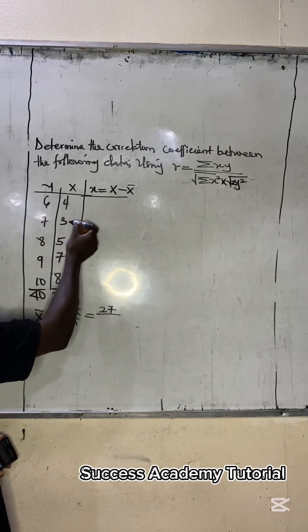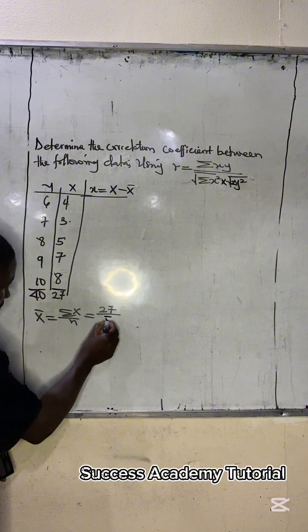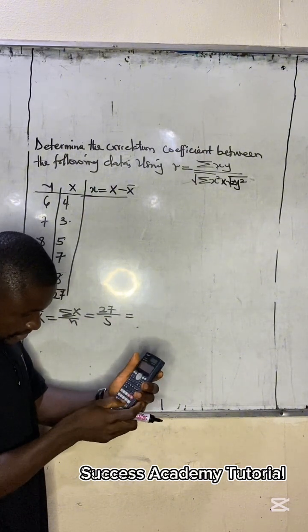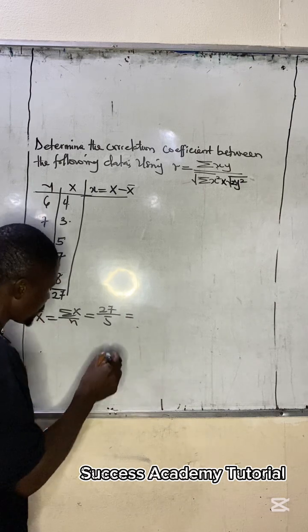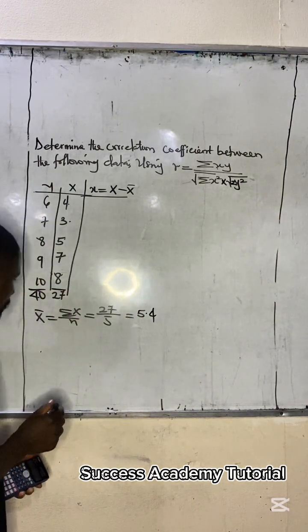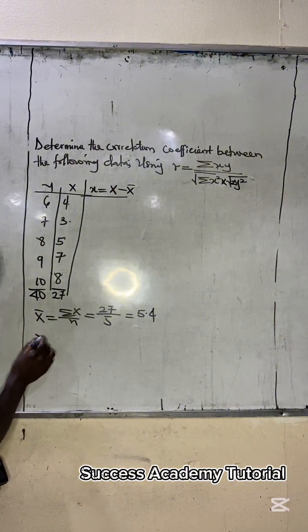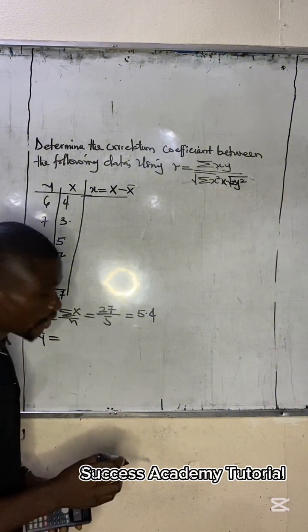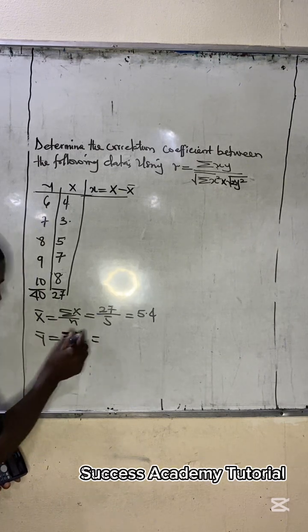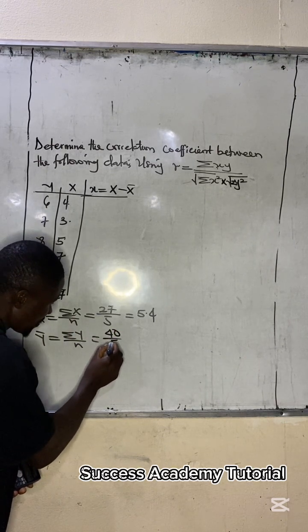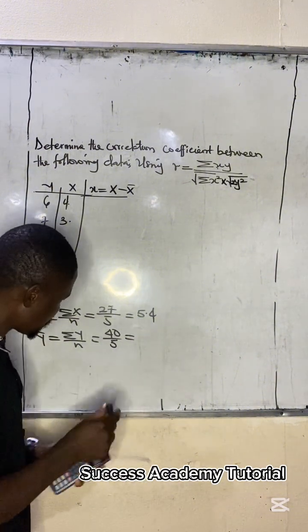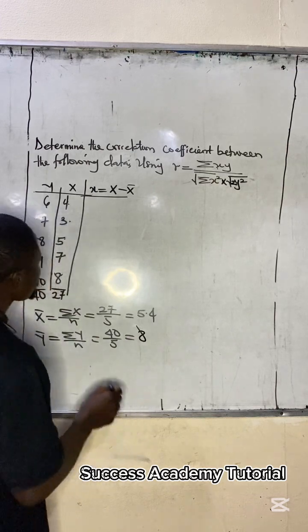How many do we have? 1, 2, 3, 4, 5. We have 5. So 27 divided by 5 equals 5.4. That is the mean of x. And then we also need the mean of y, which is y bar. That's summation y divided by n, and that is 40 divided by 5, which equals 8.